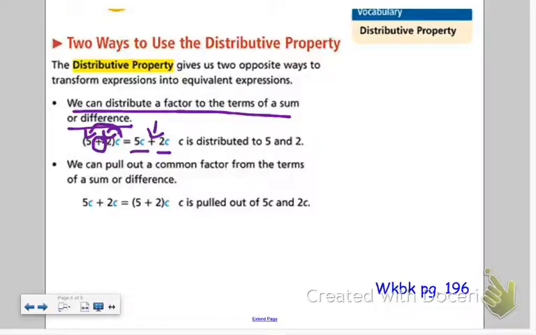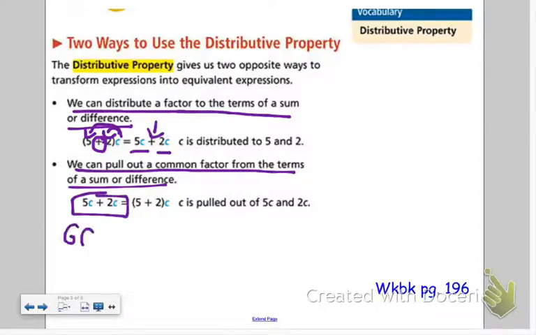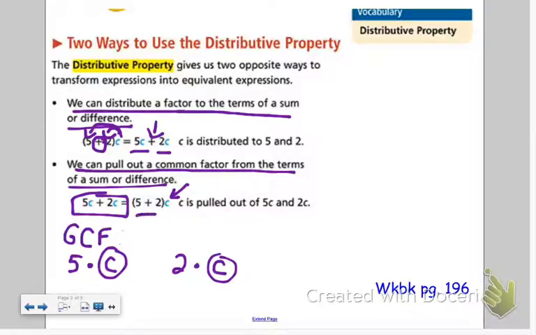The other way you can look at this is to actually go backwards and pull out the common factor from the terms of a sum or difference. Meaning, what if you start with 5C plus 2C? Let's see, if I were to find the GCF of 5C, 5 times C, well, it's the only way I can make 5C, and 2 times C, that's the only way I can make 2C, the factor that they have in common is C. So what I can do is take out that common factor. I'm going to put the common factor outside the parentheses, and inside the parentheses are the other factors, and I'm going to bring that addition sign along with me.